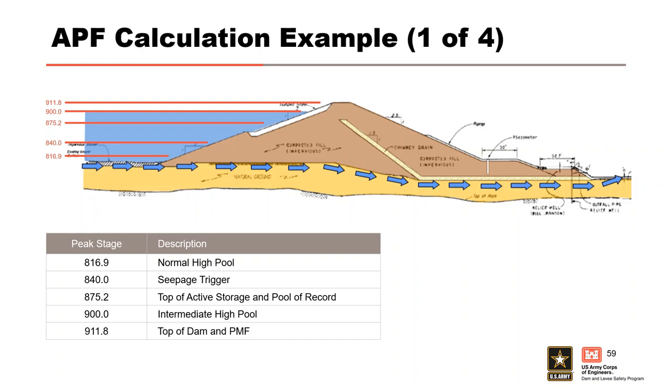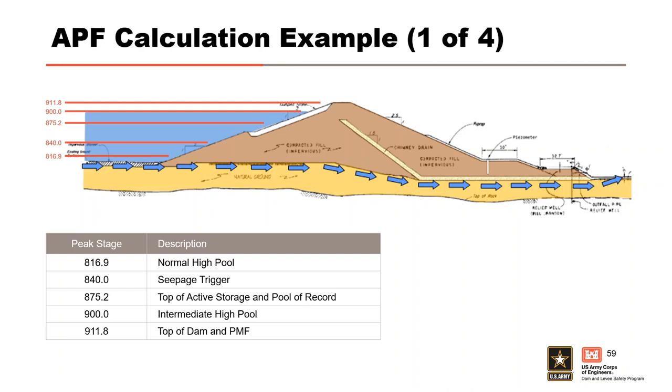Now we'll move into potential failure modes and their associated system response probabilities. With the stage frequency curve discretized and probabilities calculated for each interval, the next step is to calculate the system response probabilities for each interval. When we develop our system response curve, we need to evaluate enough stages to cover the full range of loading.